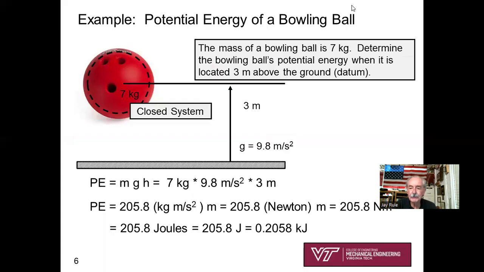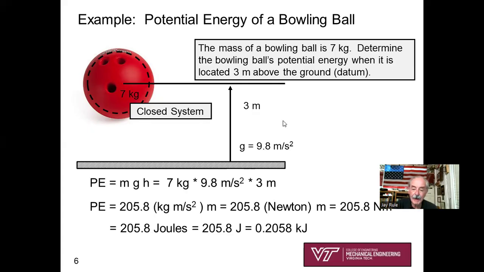Let's calculate the potential energy of a bowling ball. So here in my sketch, it says the mass of a bowling ball is 7 kilograms, just like before, same bowling ball. Determine the bowling ball's potential energy when it is located 3 meters above the ground. And that's my datum. Okay, so I started with a sketch. Here's my closed system. I've labeled it as such, 7 kilograms. In my sketch, I'm showing I'm 3 meters above my datum line, and I'm going to write out that g is 9.8 meters per second squared.